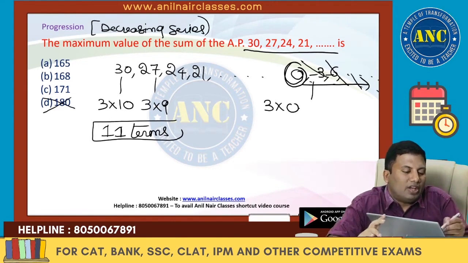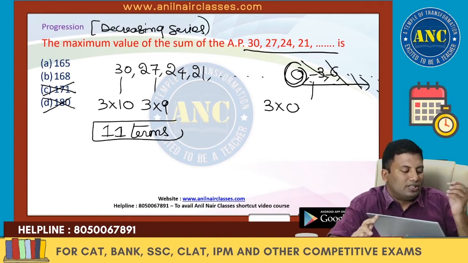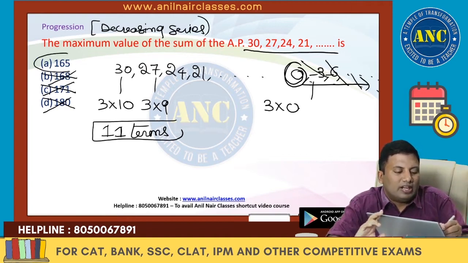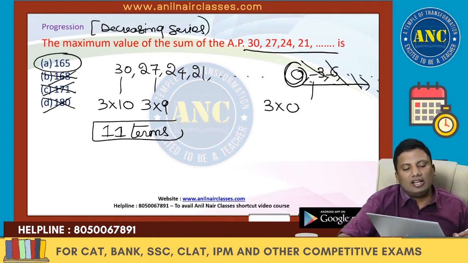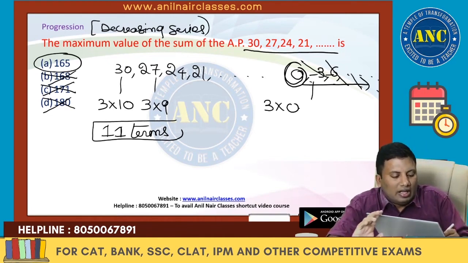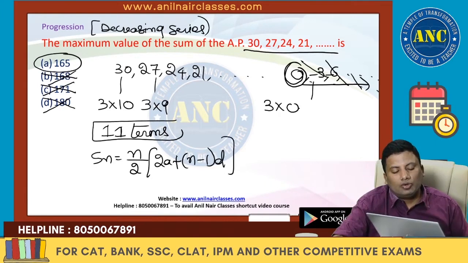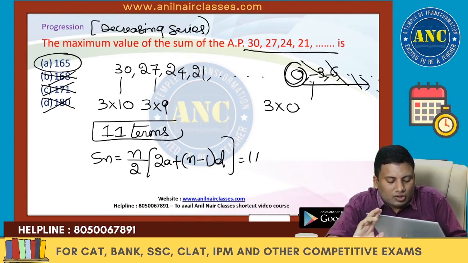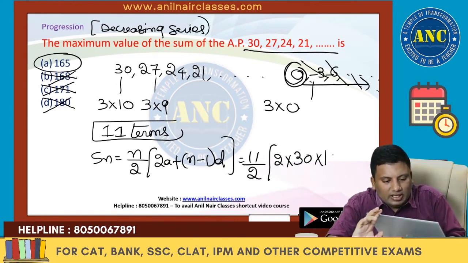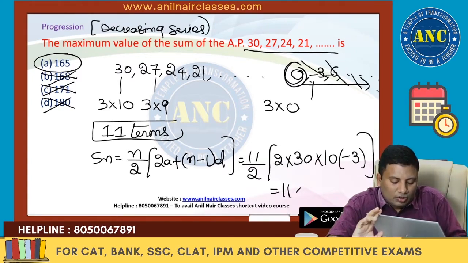Sum of the odd places minus sum of the even places. Answer is 165. Or in case if you want to use a formula, you don't need to use it unless and until it is required. N by 2 into 2a plus n minus 1 into d. 11 by 2 into 2 into 30 plus 10 into minus 3. 60 minus 30, 30. So 11 into 15, which is 165.